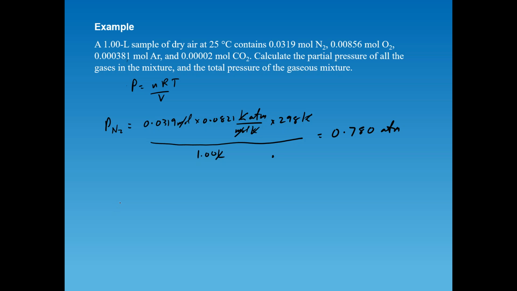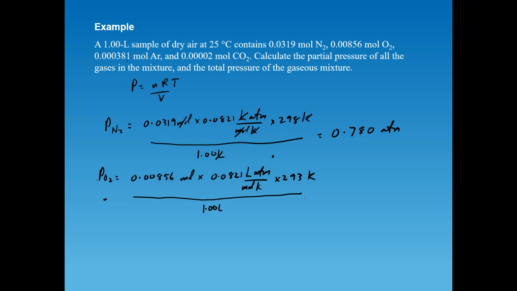And then we do the same thing with oxygen. The pressure of oxygen would be equal to the moles of oxygen, which is given as 0.00856 moles, times R, which is 0.0821 liters atmospheres over mole Kelvin, times temperature. So the only thing that's changing as we do each of these would be the number of moles. Everything else is the same. The temperature is the same, and the volume would be the same.